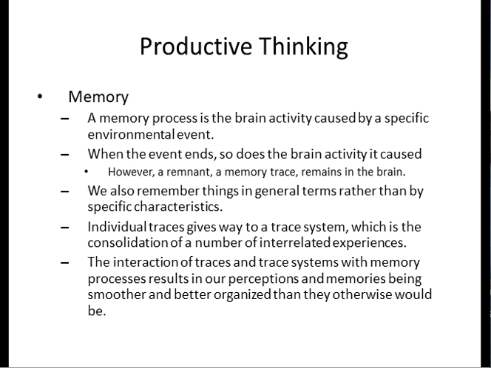We also remember things in general terms rather than by specific characteristics. Individual traces give way to trace systems, which is the consolidation of a number of interrelated experiences. So as you're learning various types of material, each one leaves individual traces, but they can also be collected together, consolidated to form a trace system, a system of interrelated traces based on your experiences. The interaction of traces and trace systems with memory processes results in our perceptions and memories being smoother and better organized than they otherwise would be, according to Gestaltist views of thinking and learning.